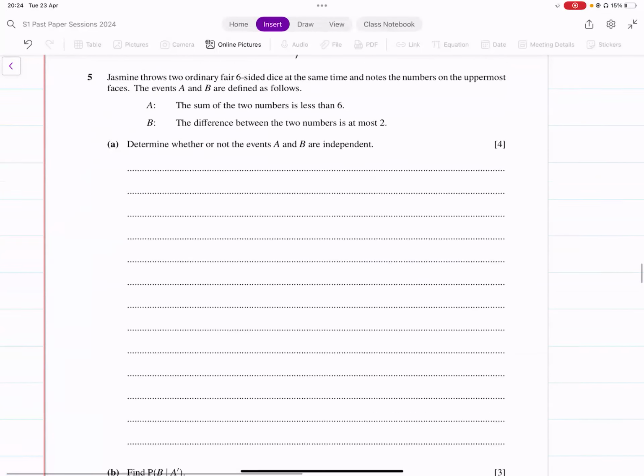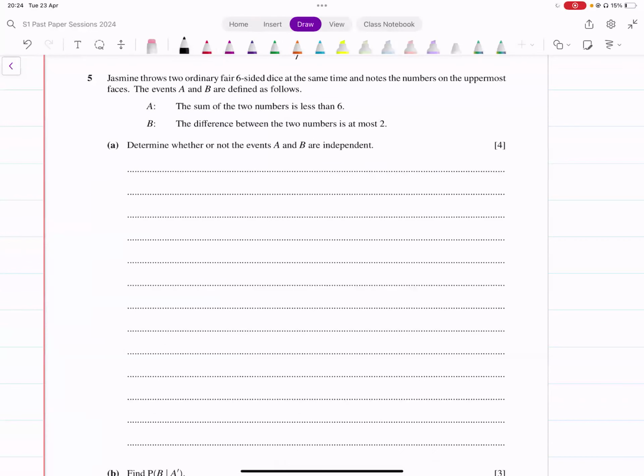Okay, a person throws two ordinary fair 6-sided dice at the same time and notes the numbers on the uppermost faces. The events A and B are defined as follows. A: the sum of the two numbers is less than 6. B: the difference between the two numbers is at most 2. Determine whether or not the events A and B are independent.